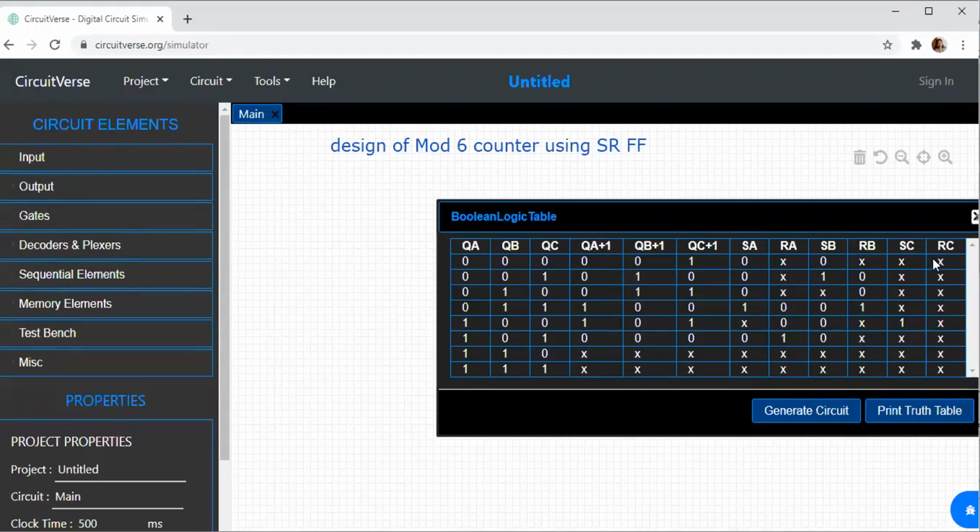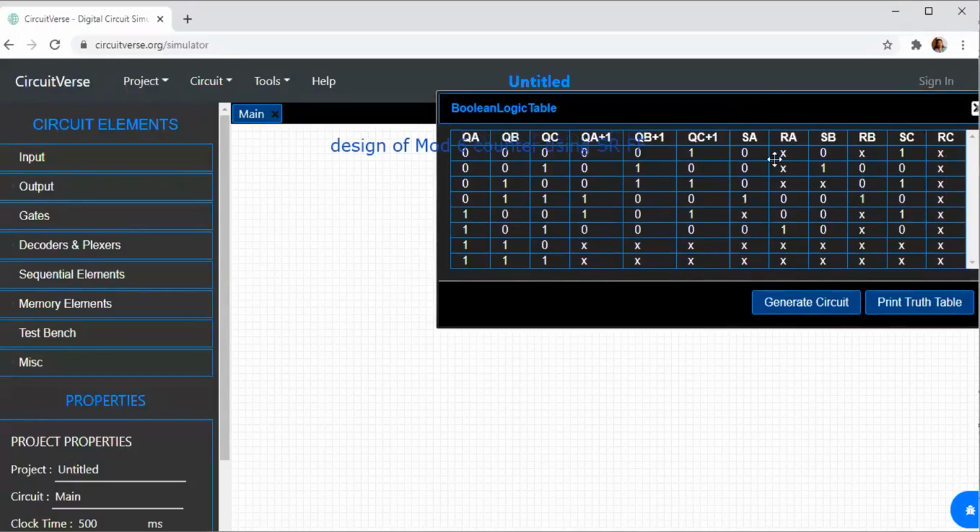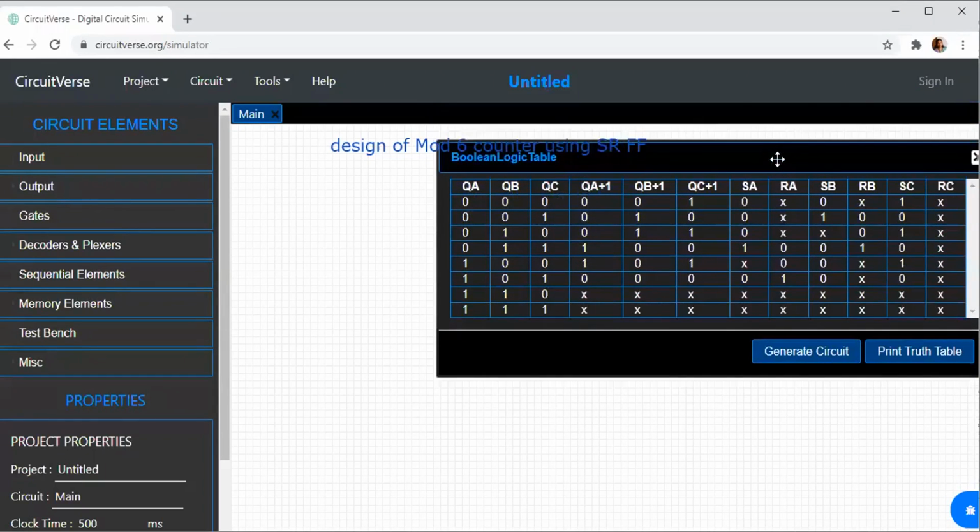Similarly, you have to write for SC and RC, which I'll leave vacant. You can fill it up. I'll write it for SC if you want. 1 0. Here it is 1 0. This is 1. This is 0. These two will be x and fill this column. This is left vacant. You have to fill SC and RC. I filled it partially. So now let us see how the truth table will be written.